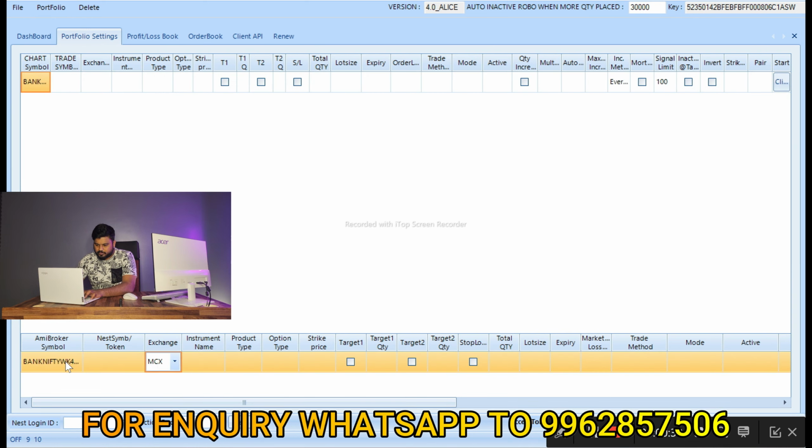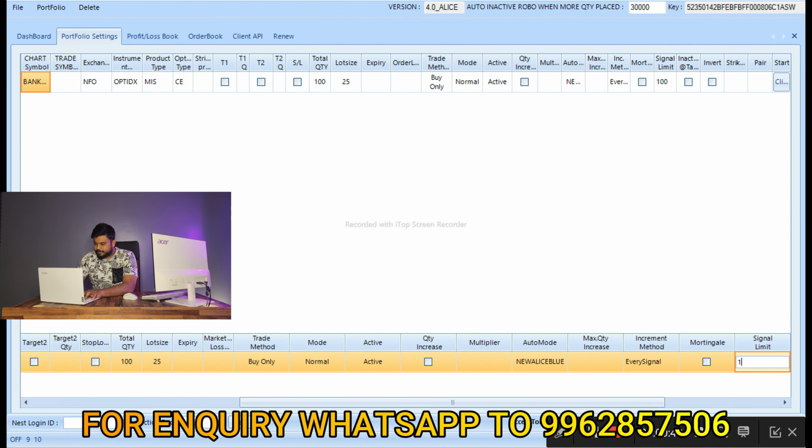Exchange is NFO, option index, product is MIS, call option. Number of lots is 100, lot size is 25, trade method is buy only, mode is normal, active, auto mode is on, sell is blocked, signal is 100. Same way we have to add it for the put option.